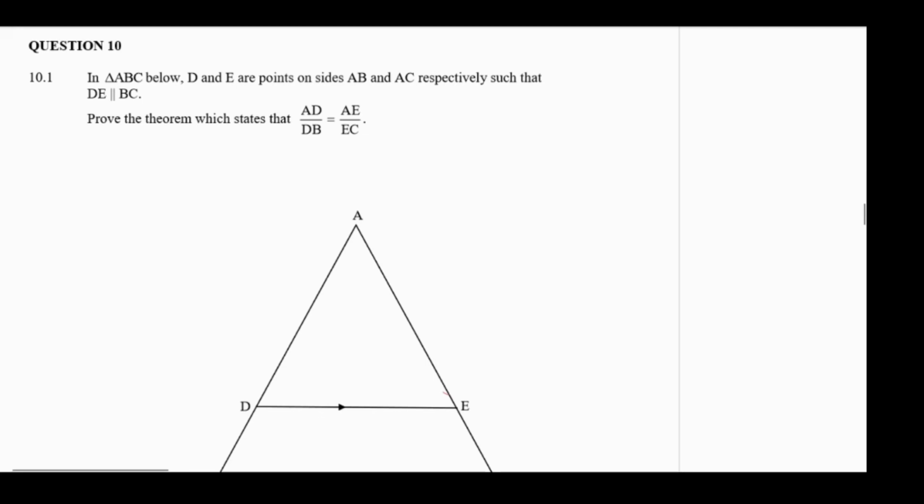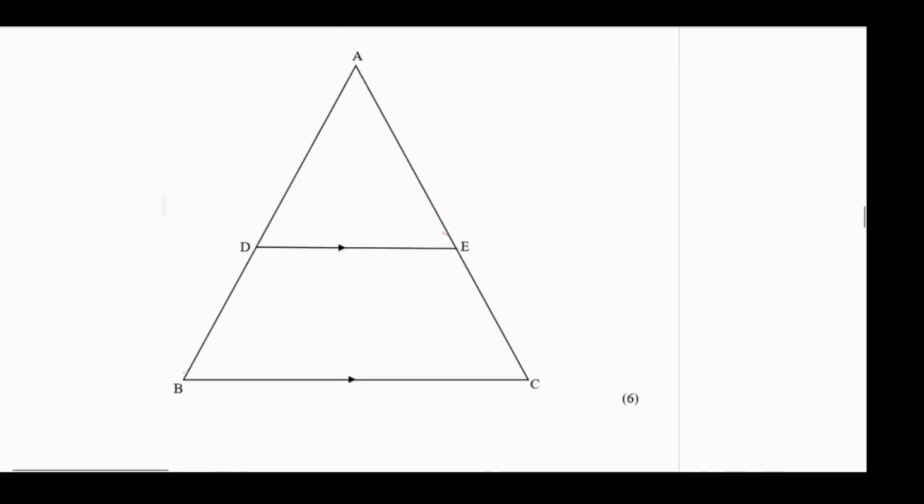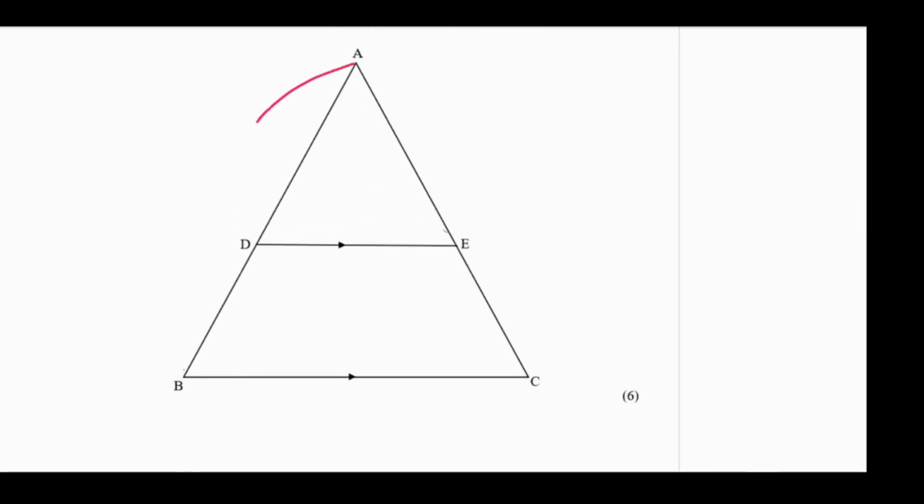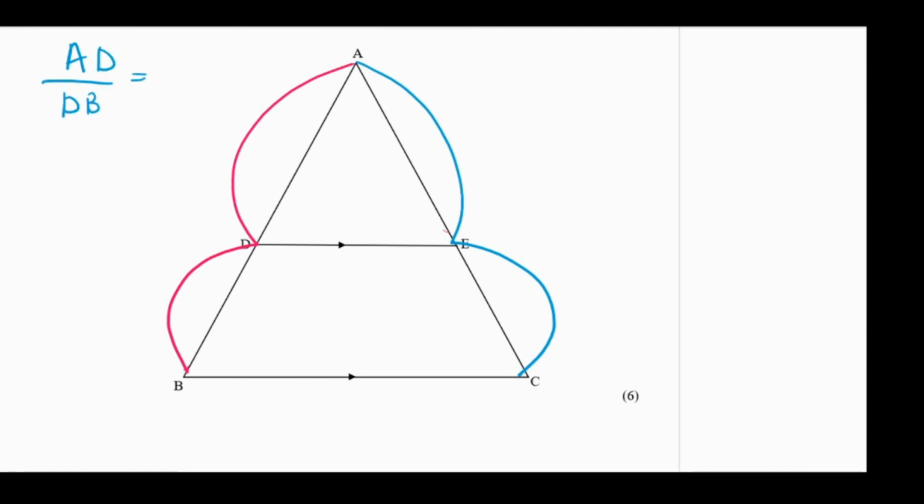Now we're going to do question 10. 10.1 says that you're given a triangle ABC and the following points, and you're asked to prove the theorem which states that AD over DB is equal to AE over EC. So this is what we are required to prove, right?